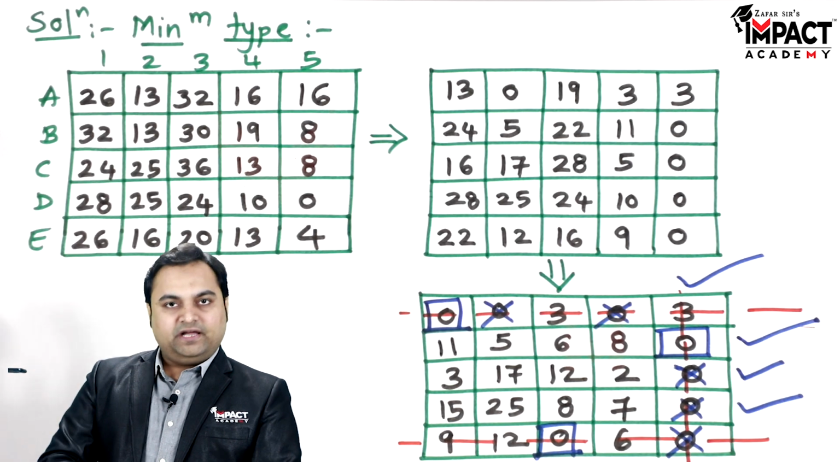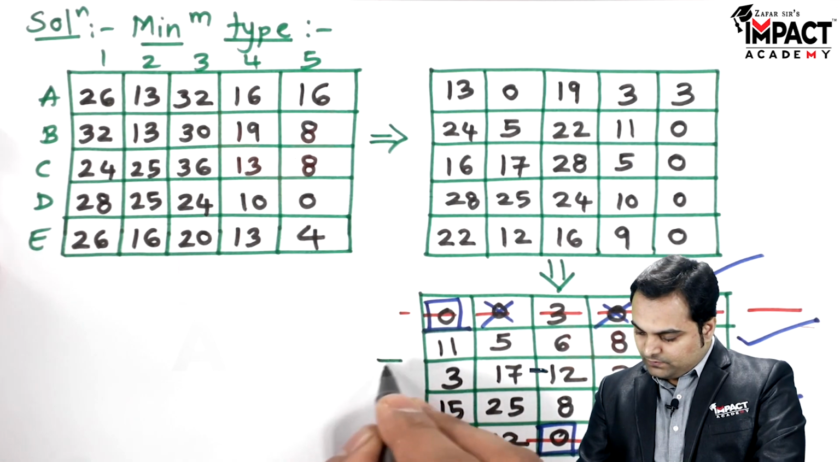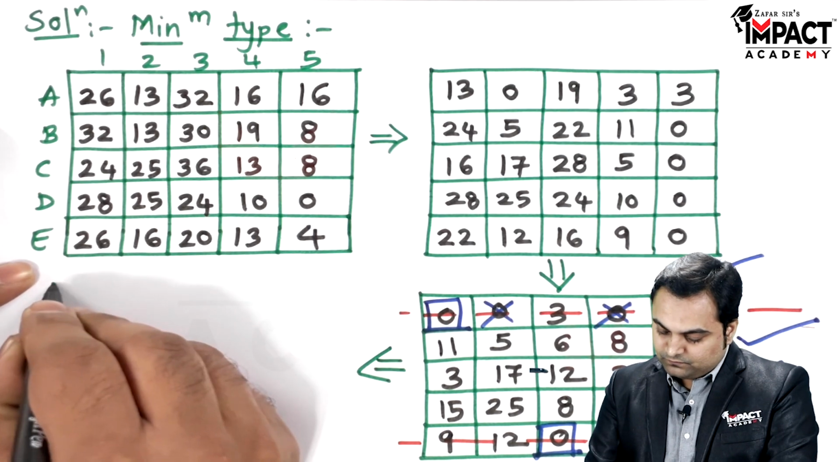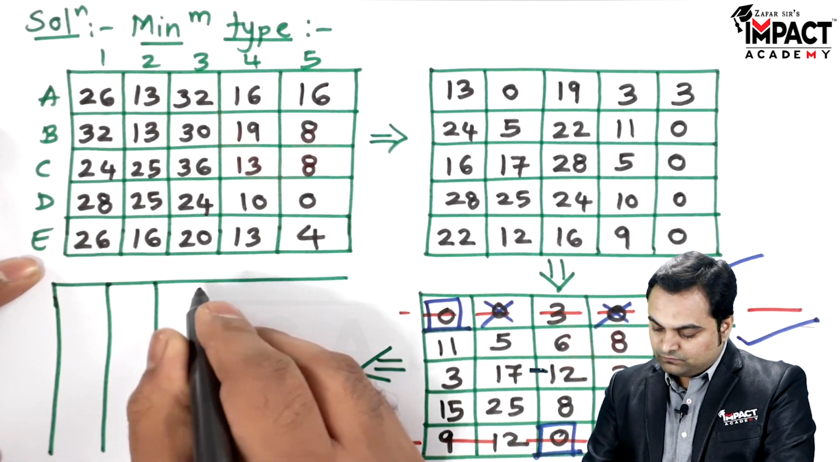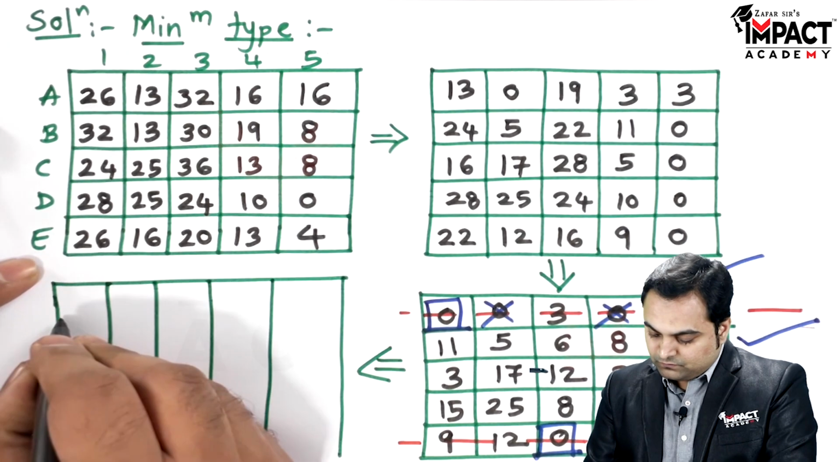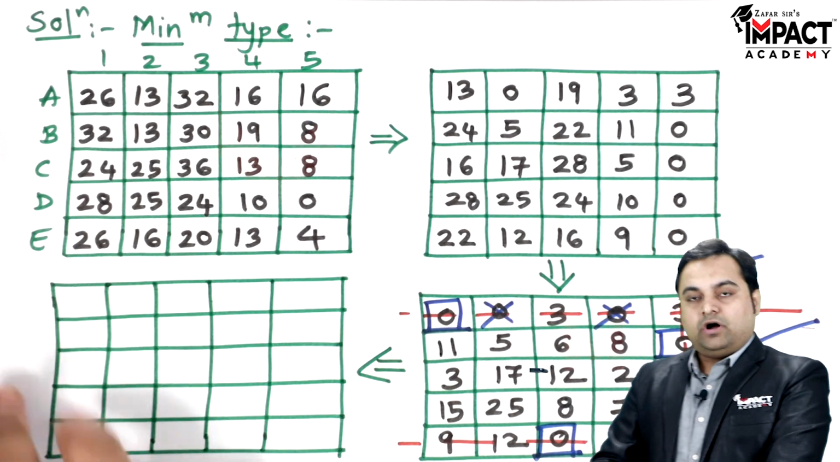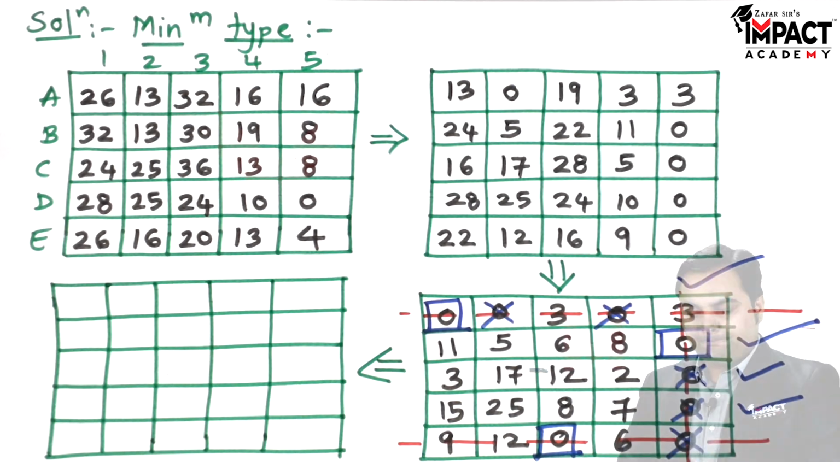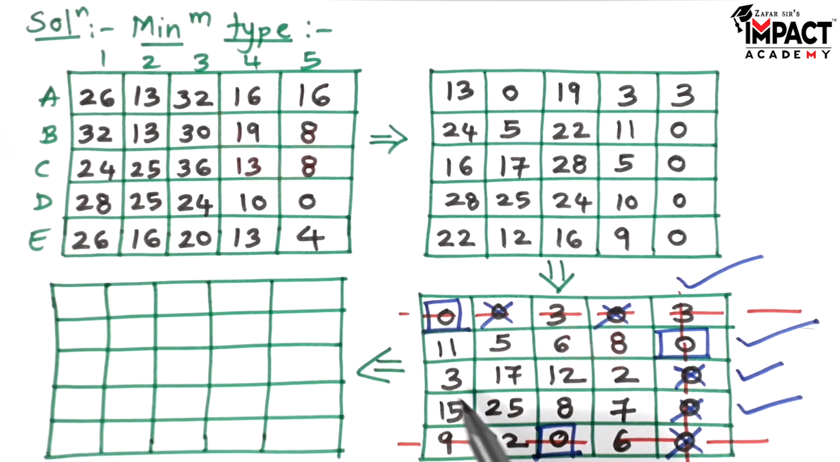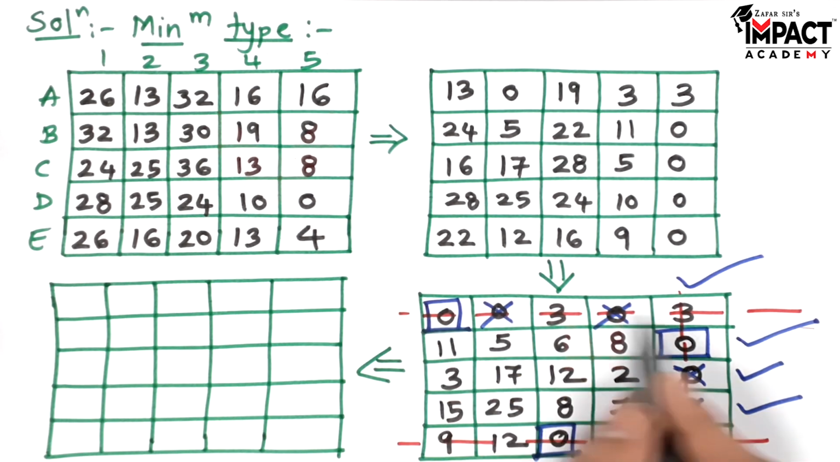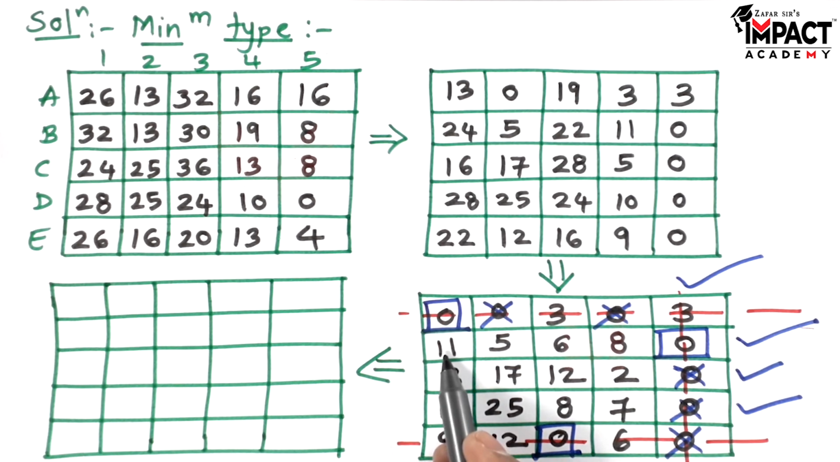Next, we have to draw the table again. Now how to fill this matrix? For that, first, see what are the uncovered values. Uncovered values means the values which are not crossing these lines. It means here 11, 5, 6, 8, 3, 17, 12, 2, 15, 25, 8 and 7 are the uncovered values.